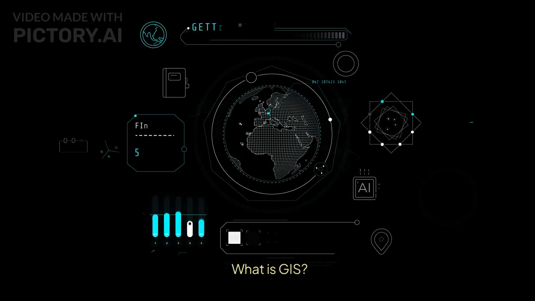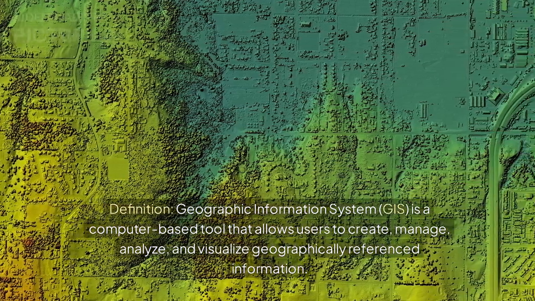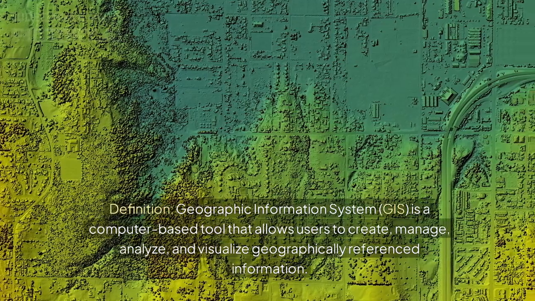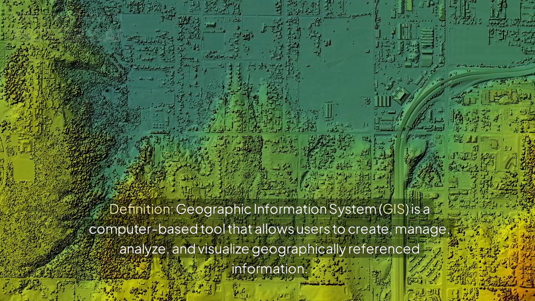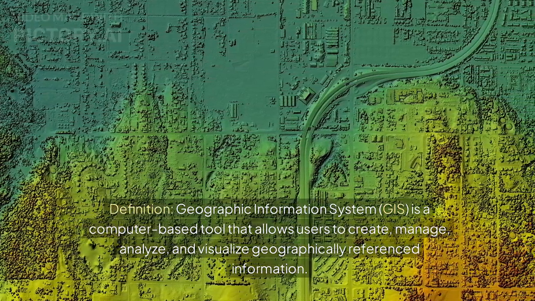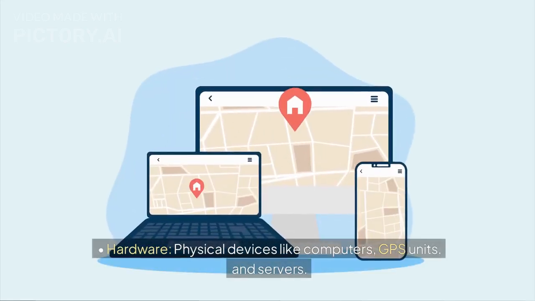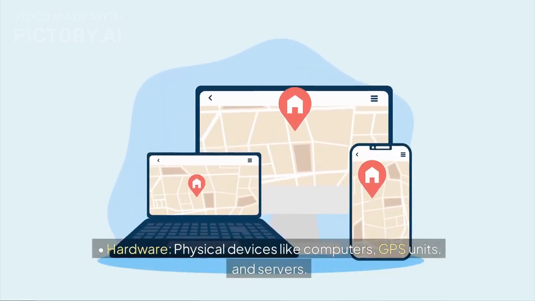Introduction to Geographic Information Systems. What is GIS? Definition: Geographic Information System, GIS, is a computer-based tool that allows users to create, manage, analyze, and visualize geographically referenced information. Components of GIS: hardware, physical devices like computers, GPS units, and servers.